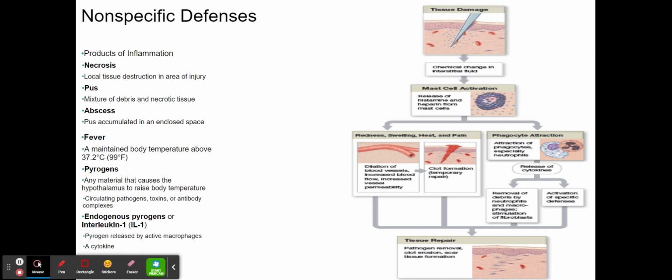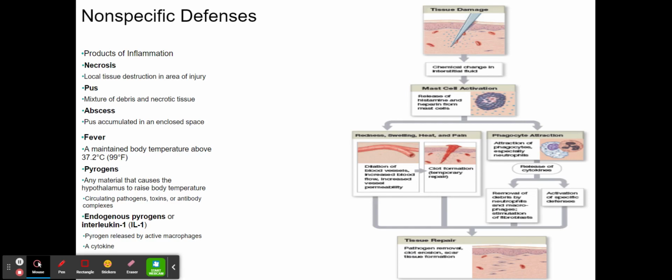Fever is a body temperature greater than 37.2 degrees Celsius or 99 degrees Fahrenheit. Circulating proteins called pyrogens can reset this thermostat and raise the body temperature. A variety of stimuli either act as pyrogens themselves or stimulate macrophages to release pyrogens. These stimuli include pathogens, bacterial toxins, and antigen-antibody complexes.